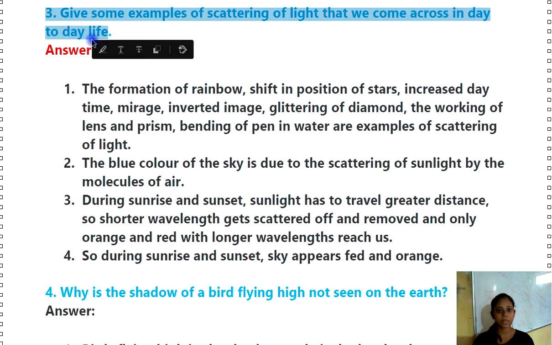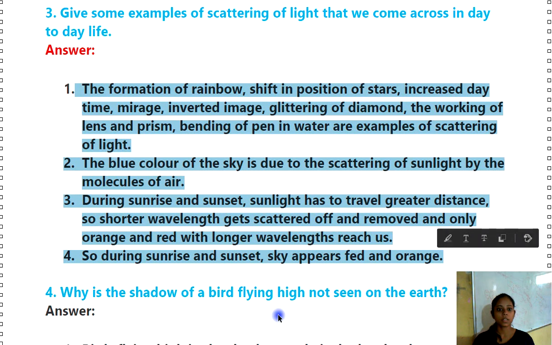Third, give some examples of scattering of light that we come across in day-to-day life. Answer, the formation of a rainbow, shift in the position of stars, increased daytime, mirage, inverted image, glittering of diamond, the working of lens and prisms, bending of a pen in water are examples of scattering of light. The blue color of the sky is due to the scattering of sunlight by the molecules of air. During sunrise and sunset, sunlight has to travel a greater distance, so shorter wavelengths get scattered off and removed, and only orange and red with longer wavelengths reach us. So during sunrise and sunset, the sky appears filled with orange.